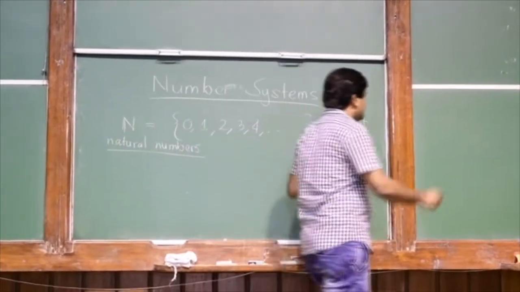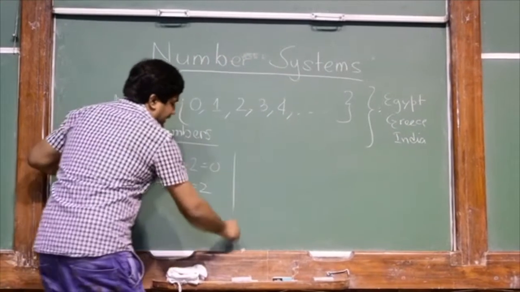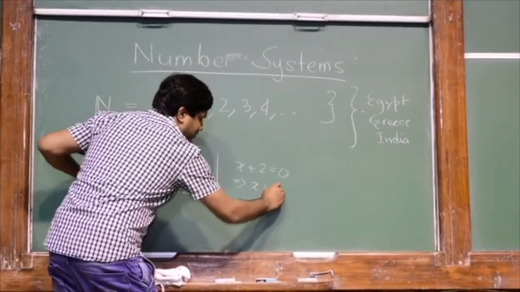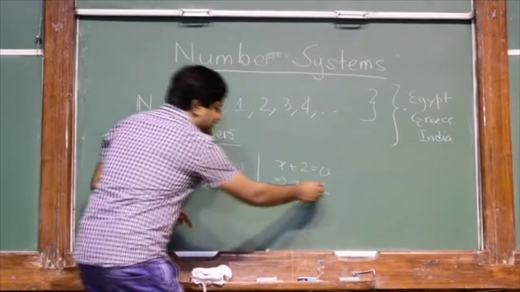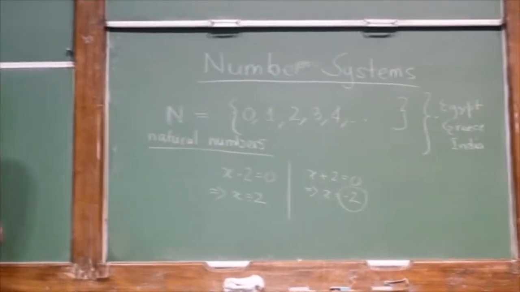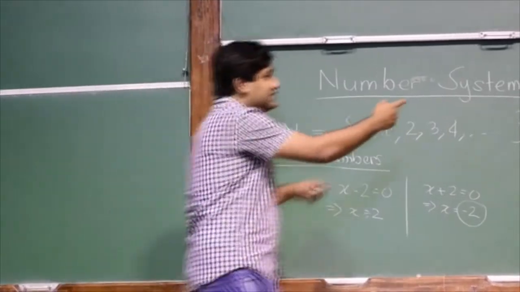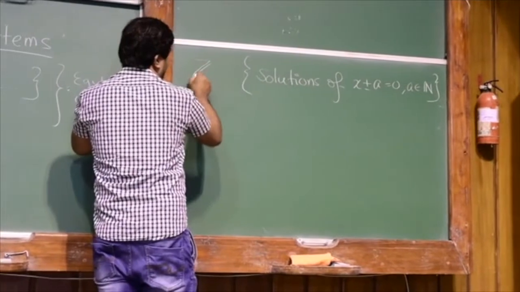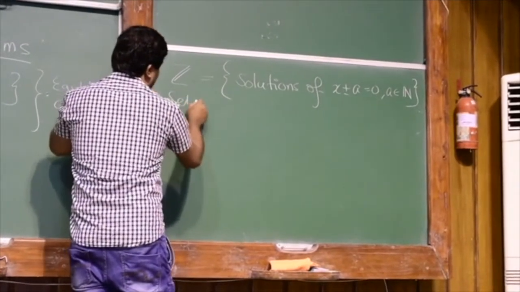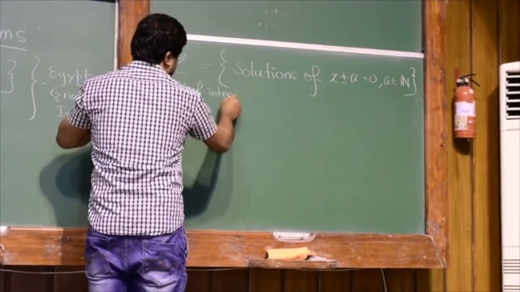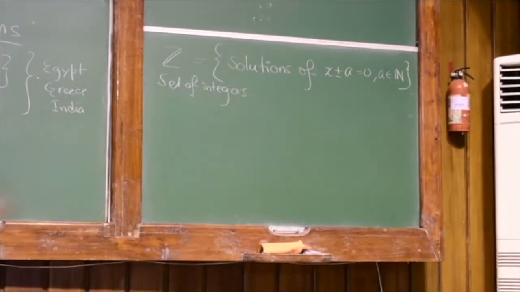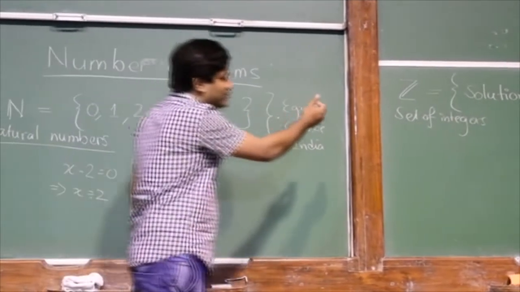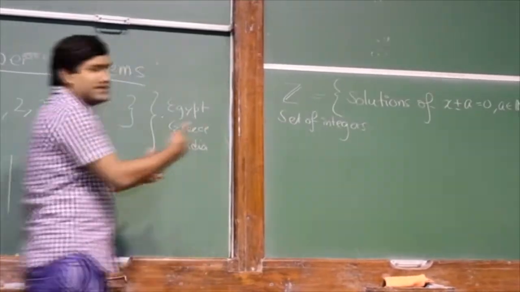Then the solution is x equal to 2. And similarly, if you take x plus 2 equal to 0, then this gives you x equal to minus 2, right? But now this number does not exist in this set. So what I am trying to say is, when I take the solutions of the linear equations, I get something denoted by Z, essentially known as the set of integers. This you must have seen. Essentially it's plus minus n, so you get all the natural numbers along with their negatives.